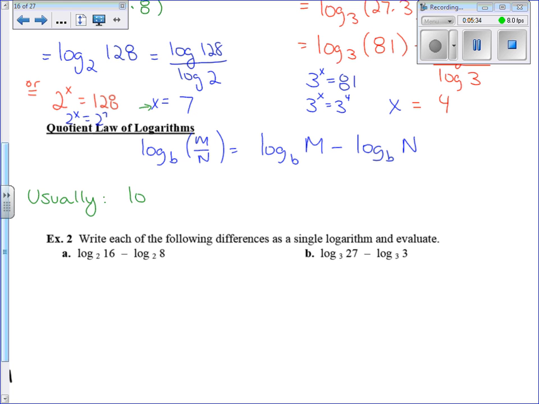So usually you'll be taking two logarithmic expressions that you're subtracting and writing them as a single logarithmic expression where you simply divide the arguments instead of having to subtract two logarithmic expressions.